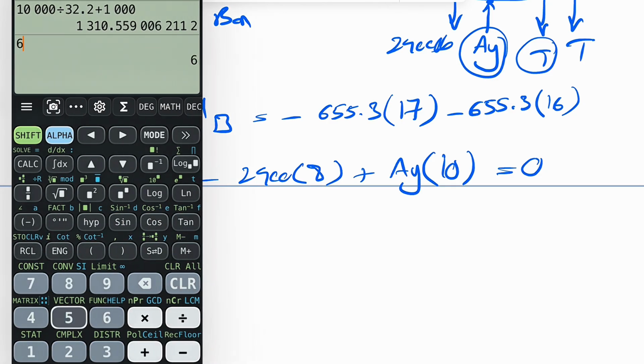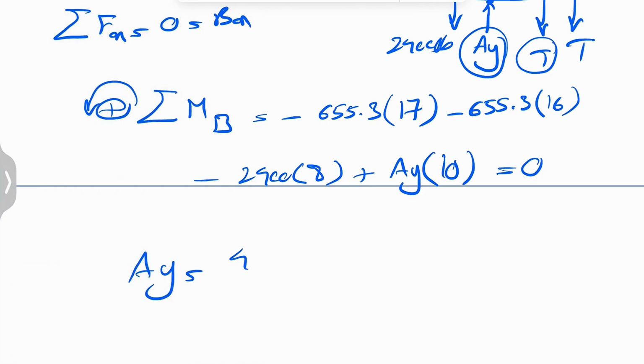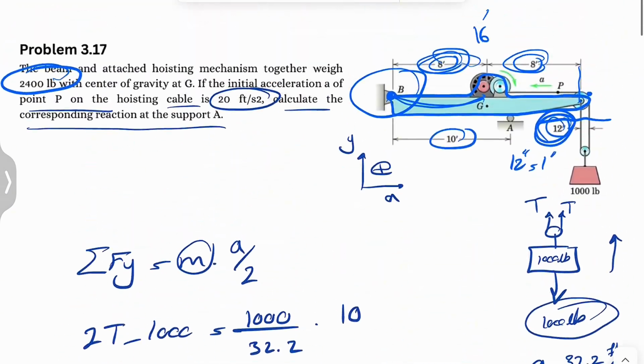I'm just going to factor 655.3, so 17 plus 16, plus 2400 times 8. We're going to divide this by 10. And yeah, that's going to be 4082 pounds. And if you want to report in 3 significant figures, 4080 as the final answer for the reaction at support A.